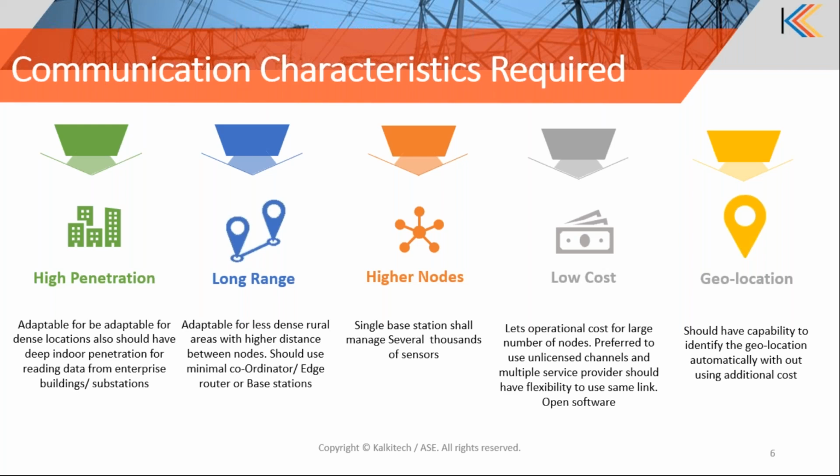In semi-urban areas, the distance between the nodes would be much higher. For example, the feeder distance between distribution transformers would be much higher in semi-urban and rural areas, and the density of nodes is also very low compared to an urban area. The number of nodes in an urban location would be higher. So the network should be capable of communicating with a larger set of devices with minimal infrastructure.